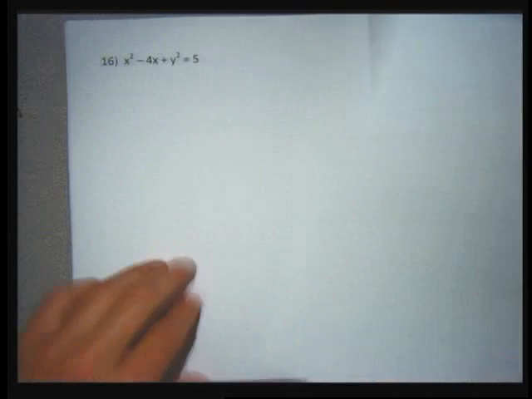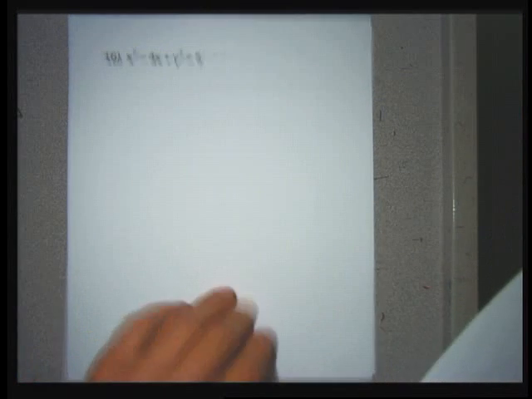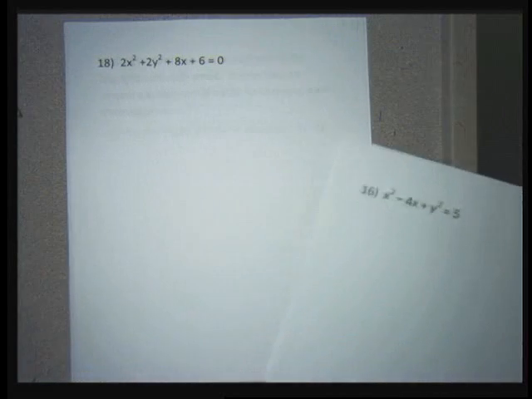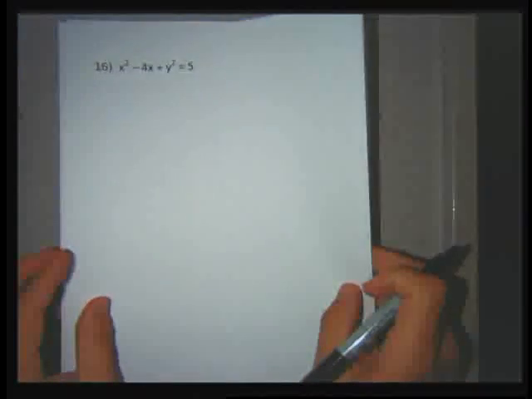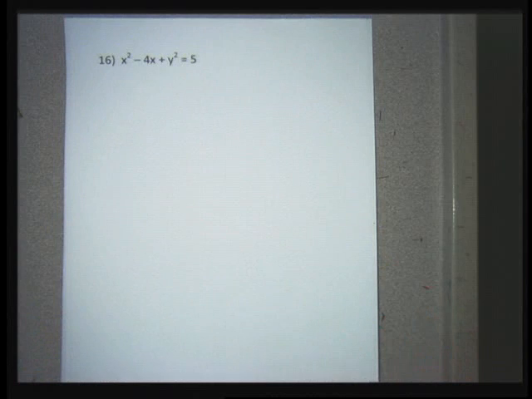16 is the last problem in this grouping, and no, maybe there's another one. There's an 18. 18 is like one of these things that's not like the other. 18 won't make its way onto the review or the test, but I just wanted to show it to you.